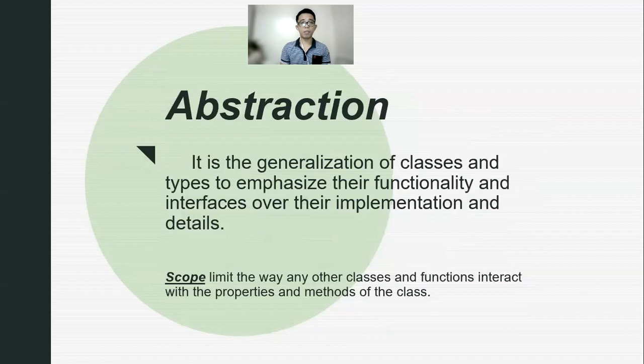Next we have abstraction. It is the generalization of classes and types to emphasize their functionality and interfaces over their implementation details. This principle works together with encapsulation, the first one that I have mentioned, since both focus on making the internal workings of the classes hidden from outside of the class. One way to implement abstraction is using the scope. Scope limits the way any other classes and functions interact with the properties and methods of the class.